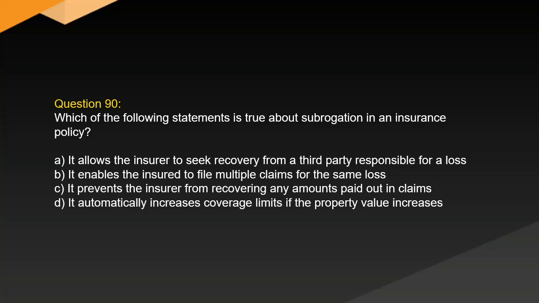Question 90. Which of the following statements is true about subrogation in an insurance policy? A. It allows the insurer to seek recovery from a third party responsible for a loss. B. It enables the insured to file multiple claims for the same loss. C. It prevents the insurer from recovering any amounts paid out in claims. D. It automatically increases coverage limits if the property value increases.